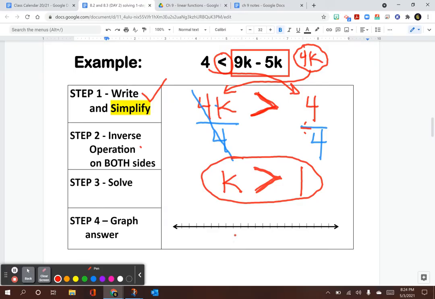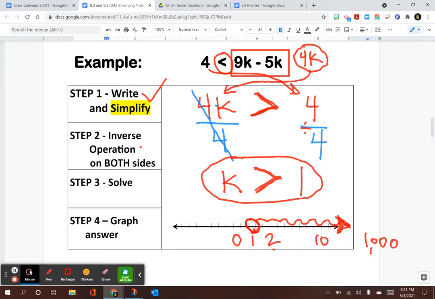To show all these solutions, I'm going to graph starting at 1 with an open circle because we're not including 1, but anything right of 1 is greater and would be a good value. 2 would work, 10 would work, 100 would work, 1,000 would work.